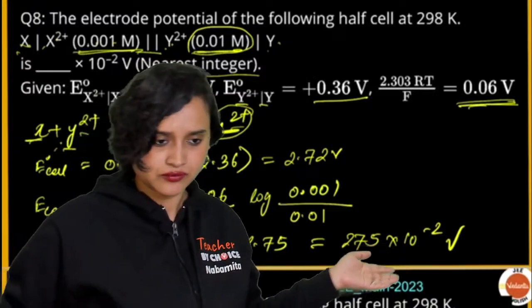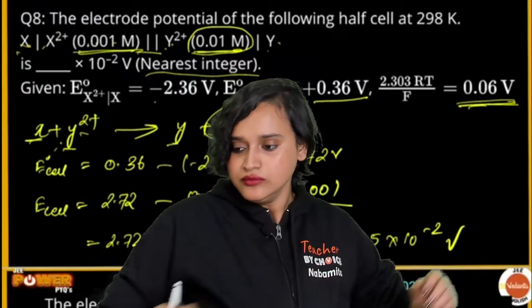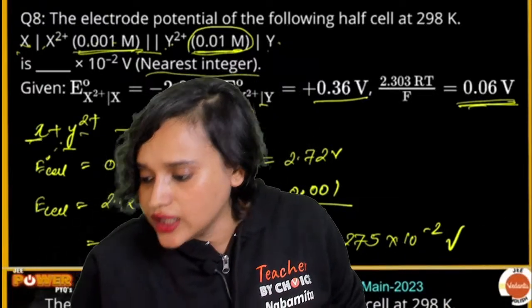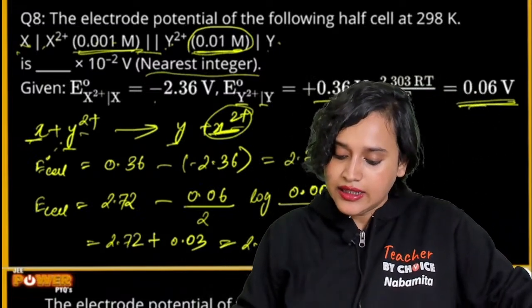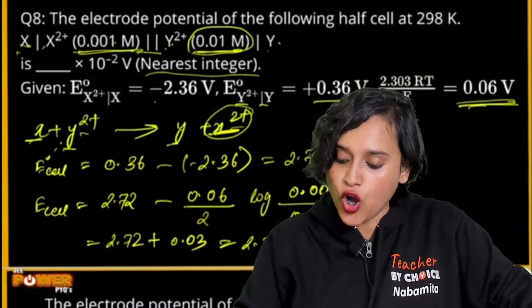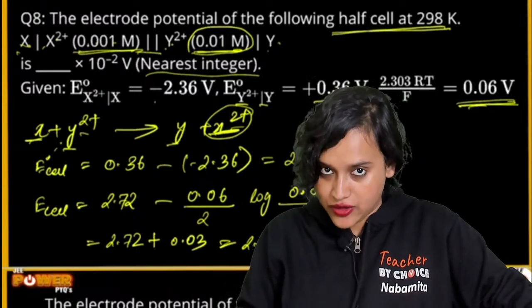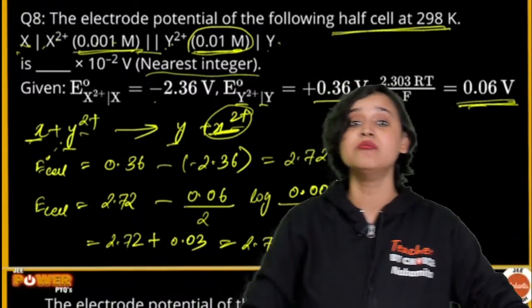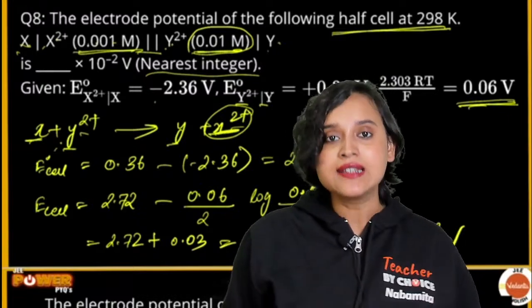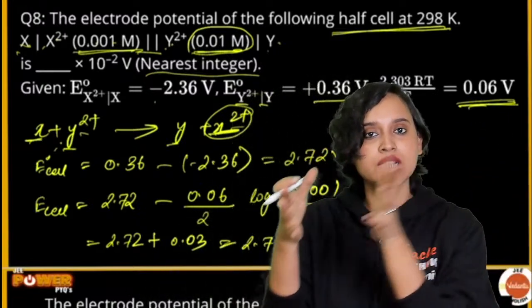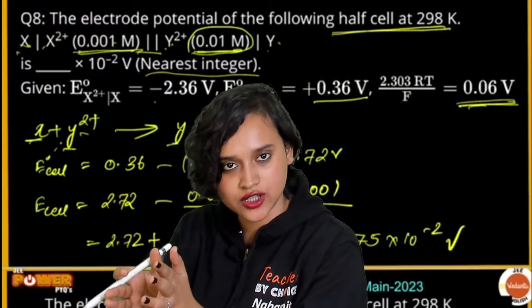Correct? Can you explain the question? Chalo, I'll tell you. The question is the electrode potential of the following half cell at 298 Kelvin. In electrochemistry, we study basically batteries, and in singular form, cell. In a cell, there are two halves. One side is your reduction half, the other side is your oxidation half.